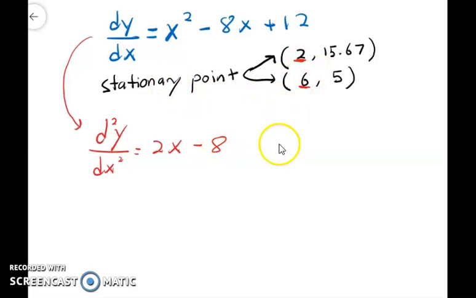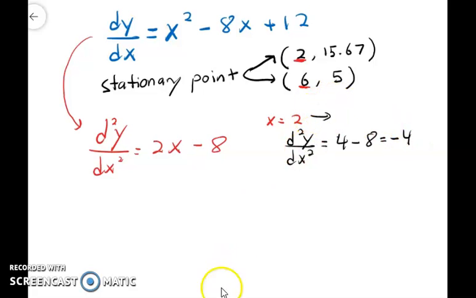So when we substitute 2 here, I just put x is 2, and the second differentiation here will be 2 multiplied by 2, you got there 4 minus 8, you'll be getting a negative answer. So this one is a maximum. This is a maximum point.